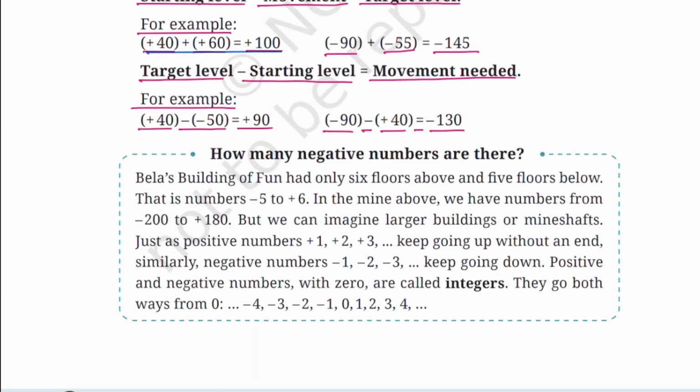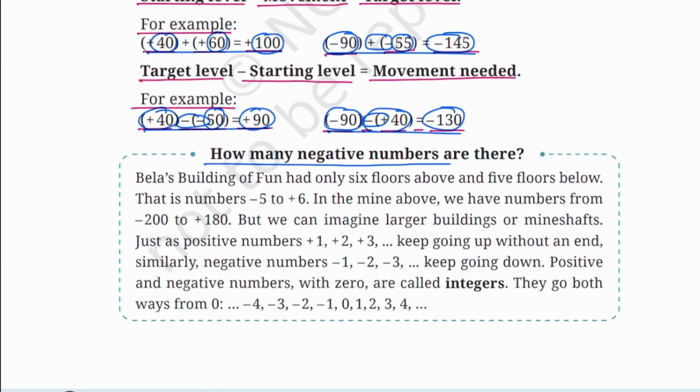You can do these without looking at the mine. How? 60 plus 40 is equal to 100. Minus 90 and minus 55 is equal to minus 155. Plus 40 minus minus means plus, plus 50 is equal to plus 90. Similarly, minus 90 minus plus is equal to minus. Minus 90 plus 40 is equal to minus 130.